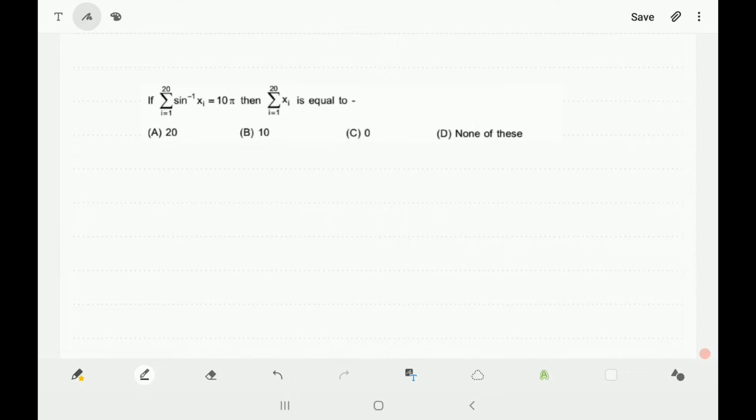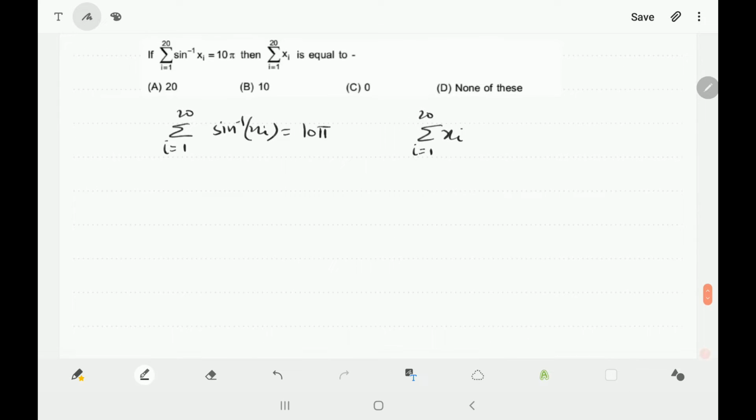In this problem, we have to simplify this summation. The summation from i equals 1 to 20 of sin inverse of x i is equal to 10 pi, and then we have to find the value of the summation of x i from i equals 1 to 20. So we can write this term as sin inverse of x1 plus sin inverse of x2, and so on to sin inverse x19 plus sin inverse x20. So this term is equal to 10 pi.